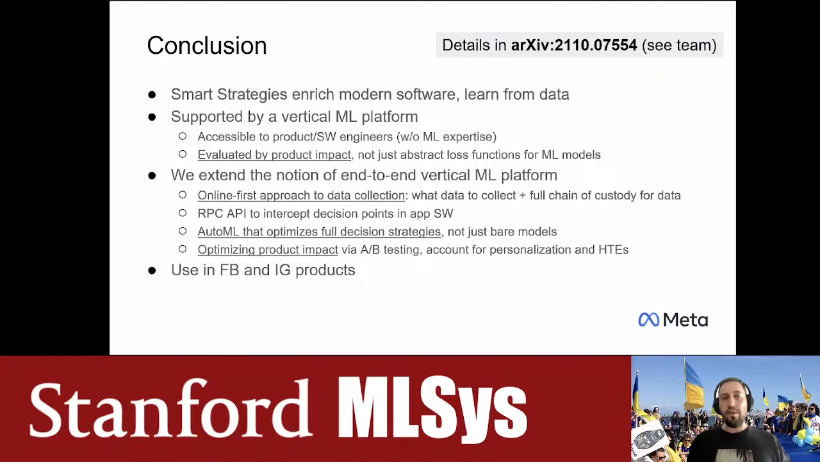And we extend the notion of an end-to-end vertical platform to go from data collection to optimizing product impact. Specifically, the online first approach to data collection tells the platform to figure out what data to collect, and the platform maintains full chain of custody of data, preventing costly mistakes that clients like to make. We have a very compact RPC API, just 2 calls. It intercepts decision points in software applications. And we have extensive AutoML that optimizes full decision strategies, not just bare models, where the bookkeeping is handled by the strategy blueprint.